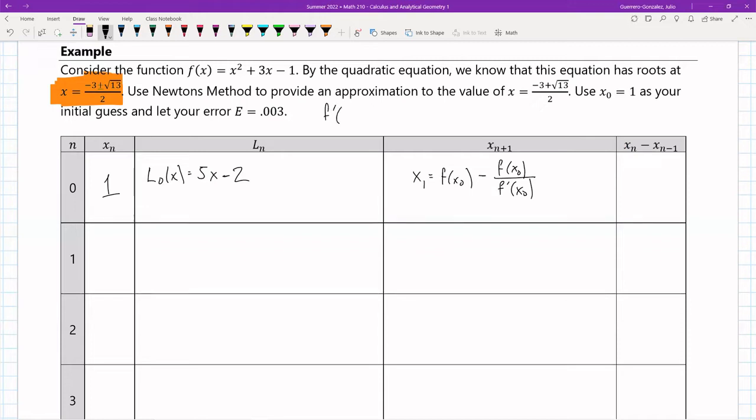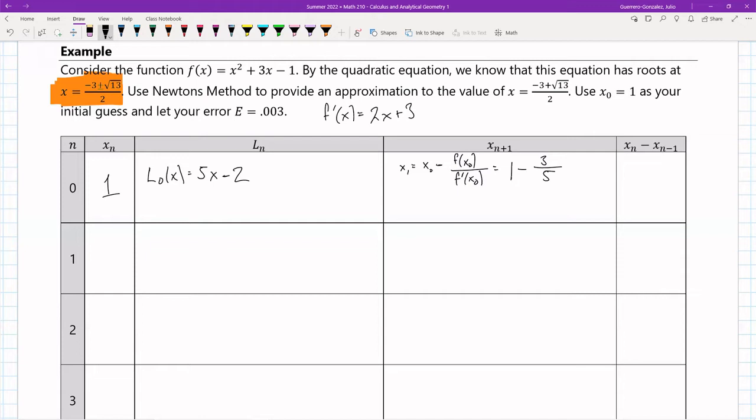I forgot to do this. f prime of x is 2x plus 3. We're going to need that. Let me rewrite this something smaller. x1 is going to be x of 0 minus f of x of 0 all over f prime of x of 0. So this is going to be 1 minus f of 0. We know at 0 it's 1, so it's going to be 1 squared plus 3. That's 4 minus 1, which is 3, divided by the derivative at x0, so 2 plus 3 is 5.